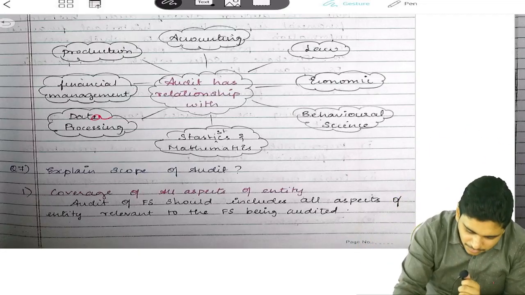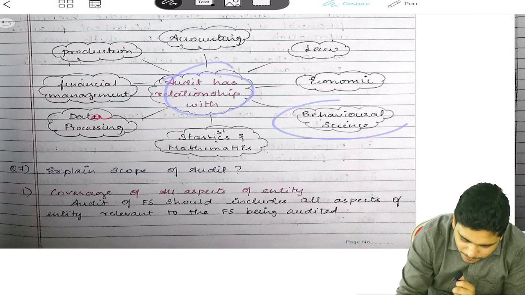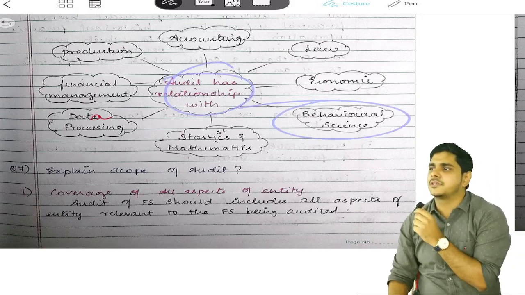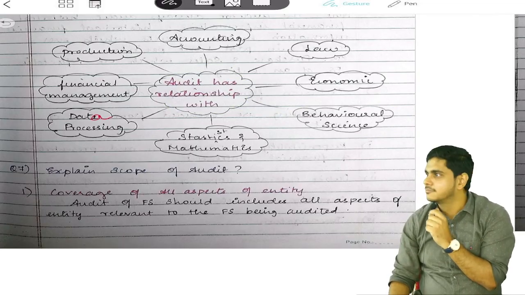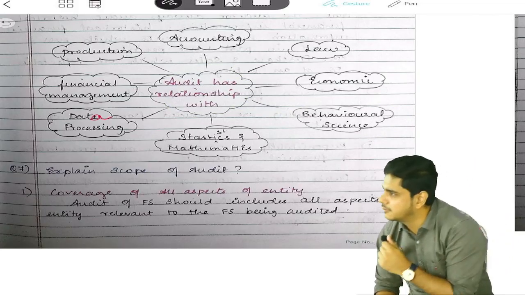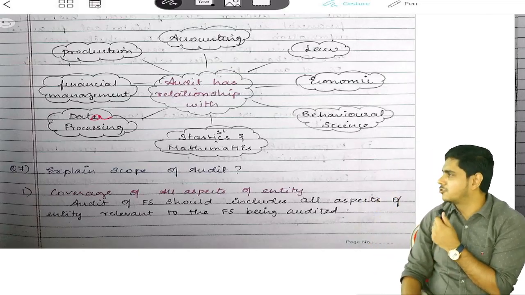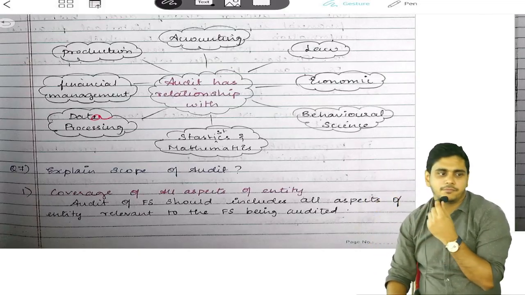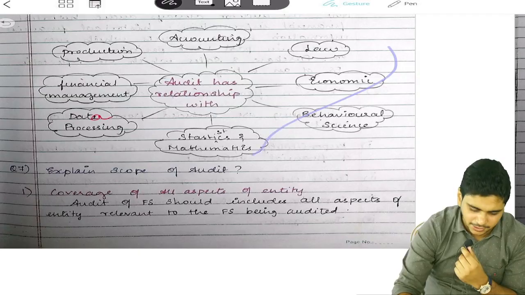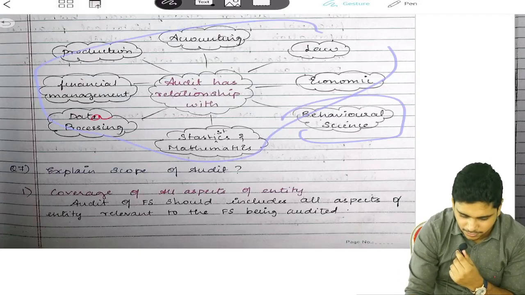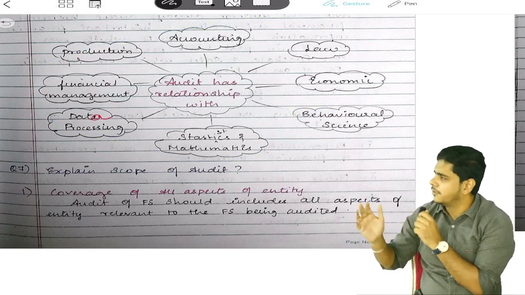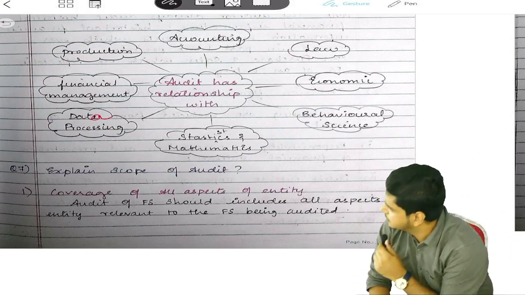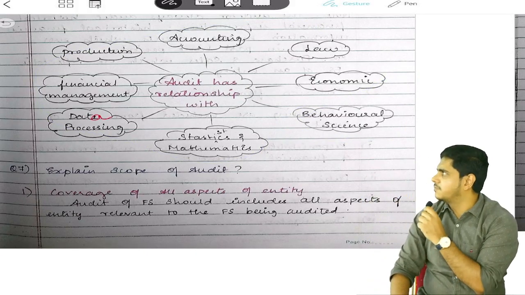Now, the one more answer is that audit has a relationship with behavioral science. Behavioral science means what? The ethics, what should be followed? No. I explained everything to you except this part, behavioral science. Nandini, can you answer? What does behavioral science mean?